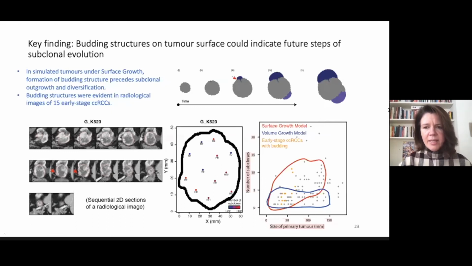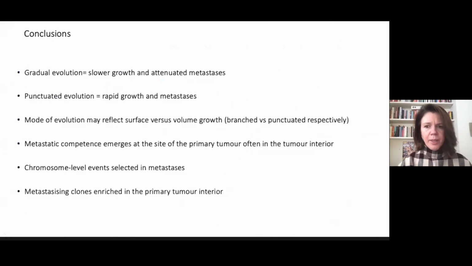So this really raises the possibility that evolutionary potential could be predicted from routinely acquired clinical data, which goes back to my original point of how we translate this evolutionary understanding into the clinic. And therefore, monitoring of early stage tumors radiologically could help us understand whether they're destined to diversify or indeed metastasize. So I'll finish up with conclusions.